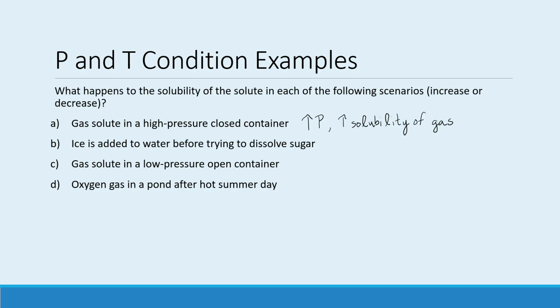Just keep in mind that if it is a solid solute, it's not going to matter whether you increase or decrease that pressure. It's not going to affect the solubility of a solid, but it does affect the solubility of a gas. In the second example, ice is added to water before trying to dissolve sugar. So ice is of course going to cool it down. So we're going to decrease that temperature, and we are focused on sugar, which is a solid. Okay, so it does help each time to decide whether you're talking about a gas or a solid. So when we decrease the temperature for a solid solute, it's going to decrease that solubility.